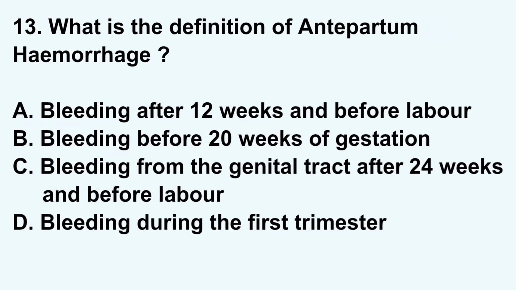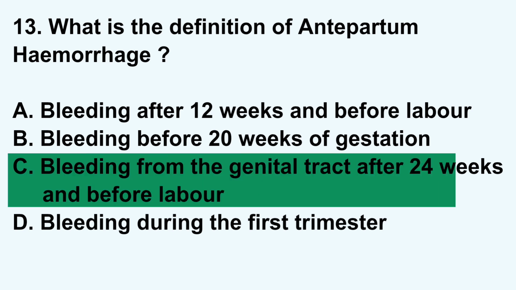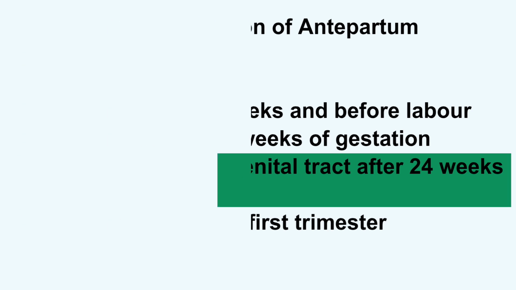What is the definition of antepartum hemorrhage? A. Bleeding after 12 weeks and before labor. B. Bleeding before 20 weeks of gestation. C. Bleeding from the genital tract after 24 weeks and before labor. D. Bleeding during the first trimester. Correct answer, C. Bleeding from the genital tract after 24 weeks and before labor.